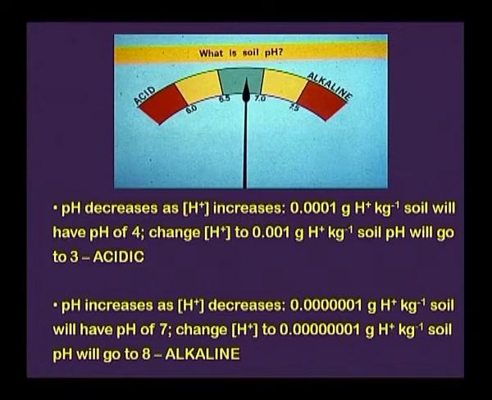At 0.000001 gram hydrogen ion per kilogram soil the pH will be 7. Change of hydrogen to 0.0000001 gram hydrogen per kilogram soil, pH will go to 8. It means when the pH increases, the soil becomes more alkaline.